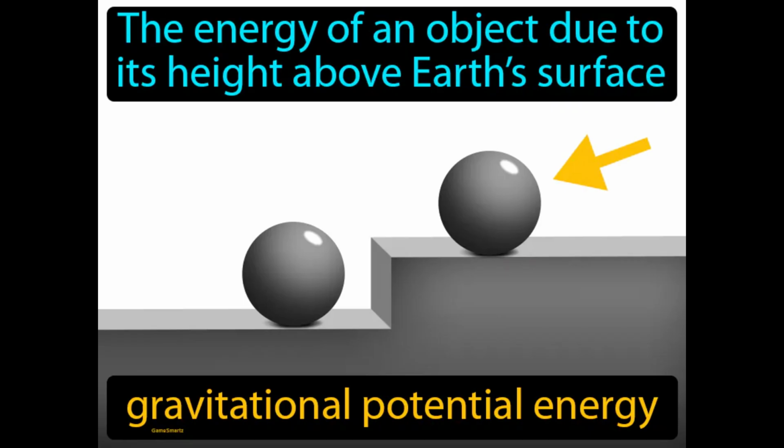The energy of an object due to its height above Earth's surface: gravitational potential energy. Gravitational potential energy is the energy stored in an object because it is elevated above the ground.